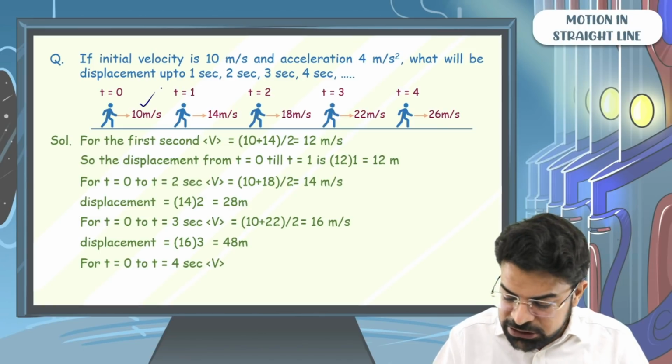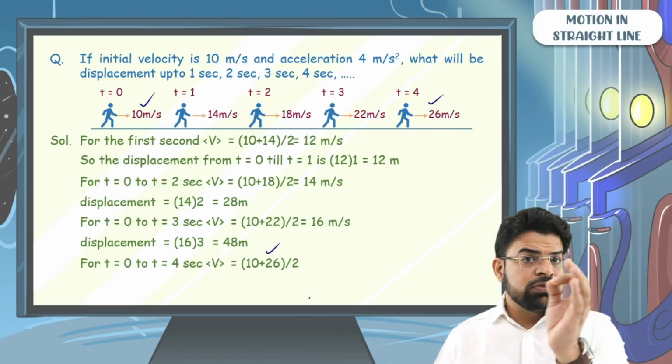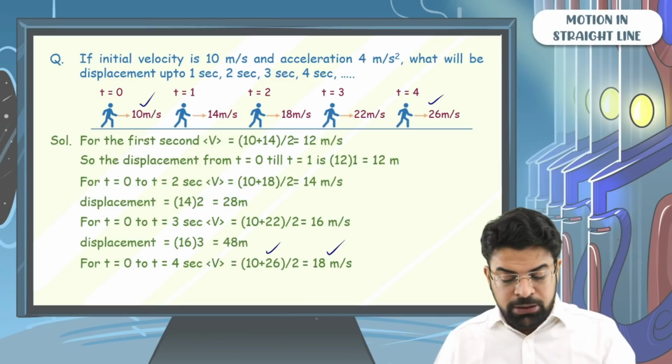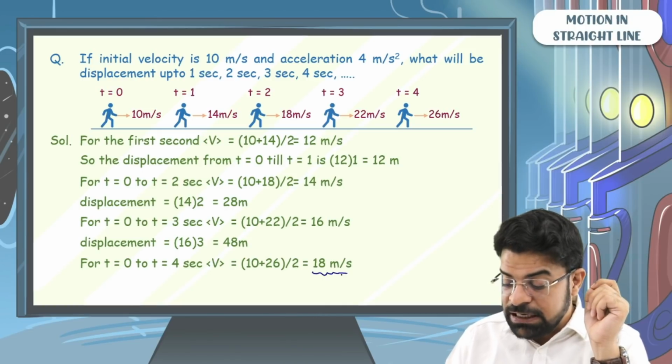Nothing but initial plus final by 2. That will be 10 plus 26 by 2. 10 plus 26 is 36. 36 by 2 is 18. So we get 18 meter per second. So for these 4-second time frame, the average velocity is 18 meter per second.